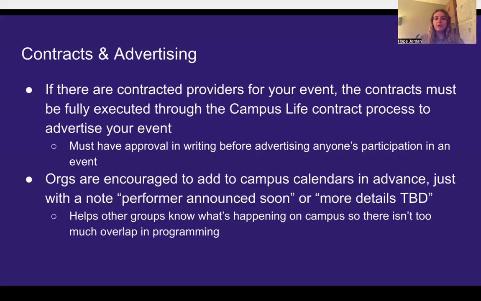Now, one thing that you can do and that we encourage orgs to do is to go ahead and put your event on a calendar. You can put the name of the event, you can put just the date and time, and you can include a note that just says more details to come, performer announced soon. That way you can get your event on students' calendars, even if you don't have the green light to advertise your contracted provider because you don't have your contract executed yet. So that's one way to get a jump on your marketing, even if your contracts are lagging.